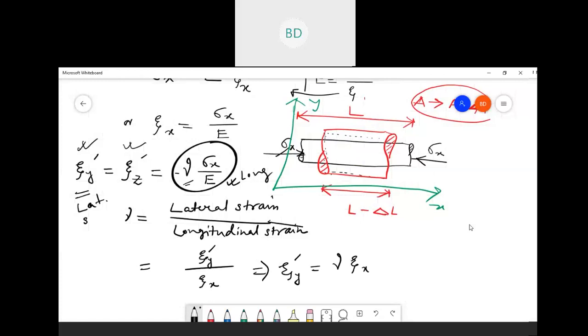So why negative? There is a negative sign. Why negative? Because lateral strain is always accompanied with longitudinal strain or vice versa. So if one increases, the other will decrease. So definitely there will be a negative sign. Now is it clear or not, Gurung, and to everyone? Clear? Yes? Is it clear to you? If it is clear, then I'll go forward.